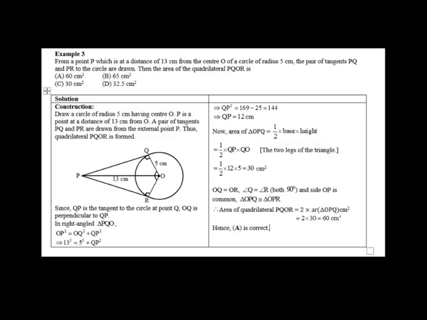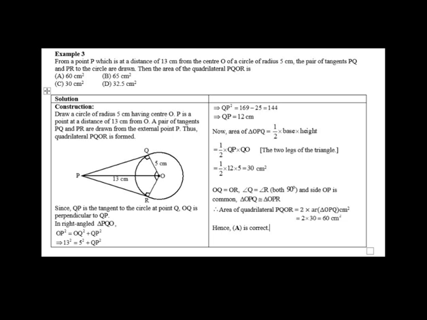In triangle OPQ and triangle OPR, OQ is equal to OR, radii of the same circle. Angle Q is equal to angle R, which is equal to 90 degree, because tangent at any point of a circle is perpendicular to the radius through the point of contact, and OP is common. Therefore, triangle OPQ is congruent to triangle OPR.